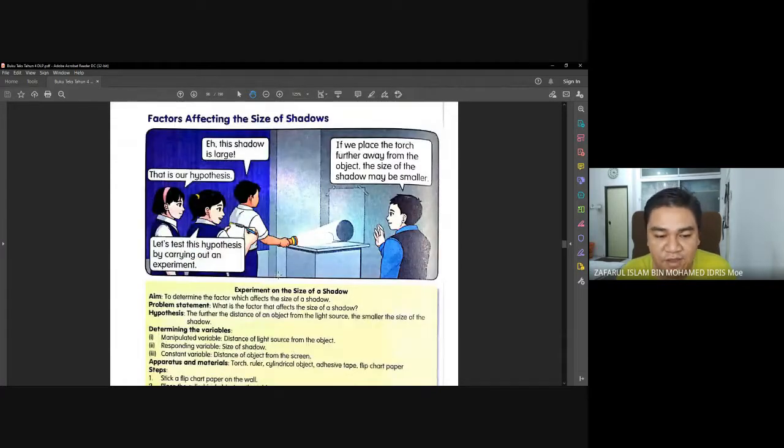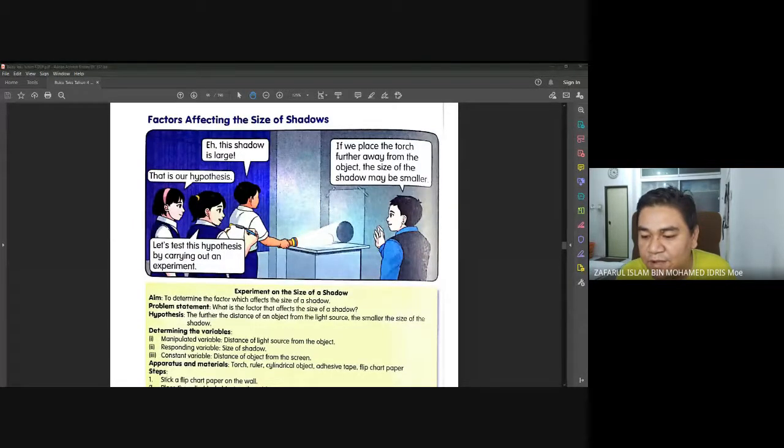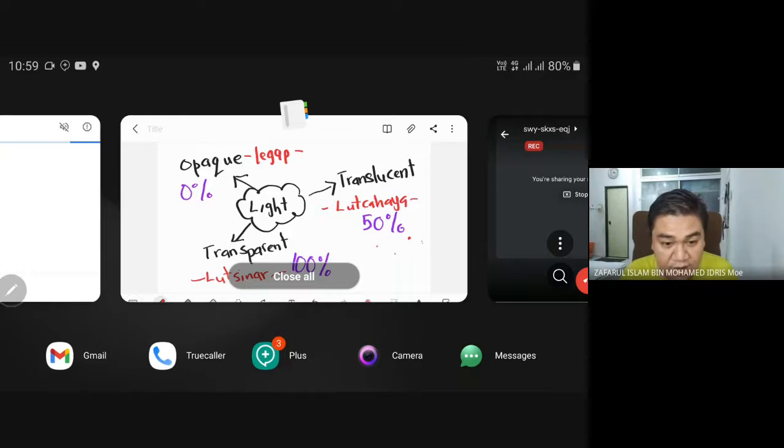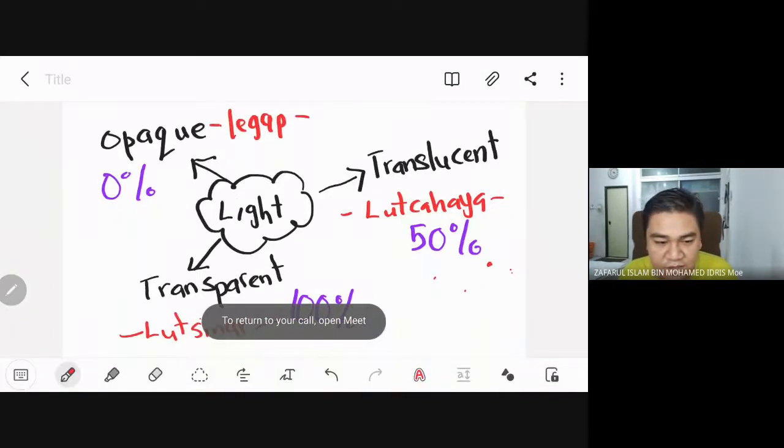Okay, any question class? Ada yang nak bertanya? Okay, boleh tanya. Jangan risau, boleh buka mic awak. Kalau awak tak faham, tanya. Jangan diam je. Okay, kejap saya nak ambil gambar kejap.